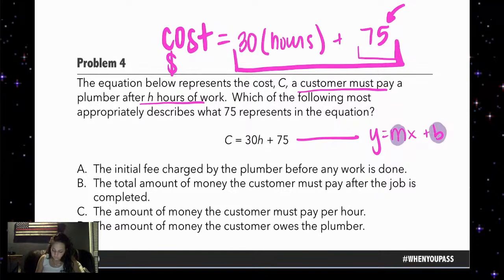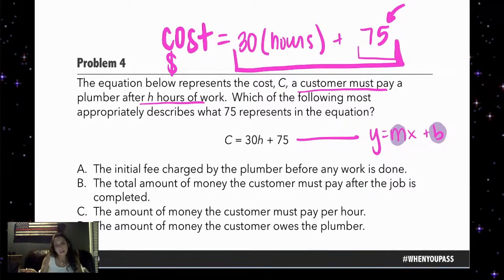So the initial fee charged by the plumber before any work is done. The total amount of money the customer must pay after the job is complete. The amount of money the customer must pay per hour. The amount of money the customer owes the plumber. So all of these are monies, or they are all in the form of fees. So I can't eliminate any answer.